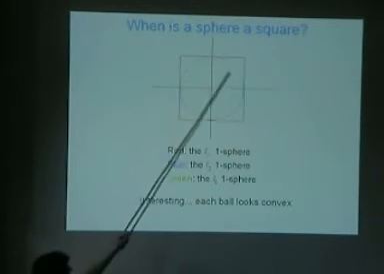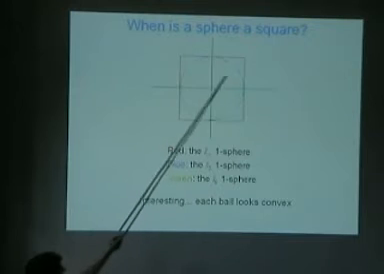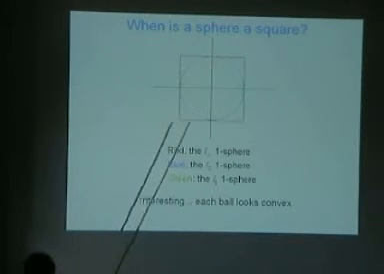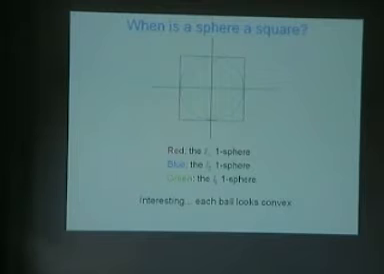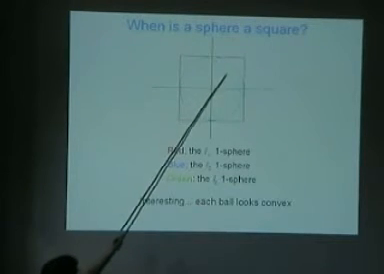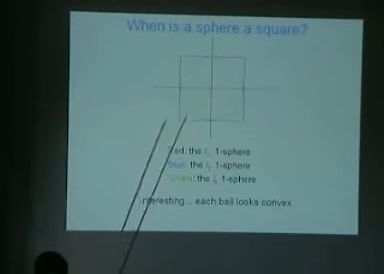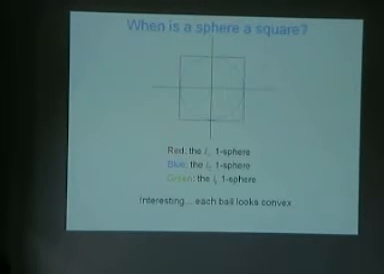Blue, the L2, is just the regular one. And green is the L1 sphere. Notice that each one fits inside the other. And there's something else that's interesting about these: they are all convex sets. If I take this green one, I can always choose a pair of points anywhere in the set, and every point on the line joining those two points also lies in the set.